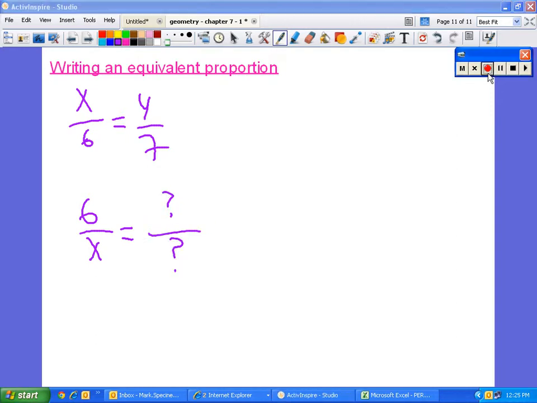Let's talk about it. We also, what's the relationship of x over 6 and 6 over x? They are what? They are reciprocals. So if I can take this and find its reciprocal, I can do the same thing here. So my answer is going to be what? 7 over y. 7 over y. Okay, so that's basically it.